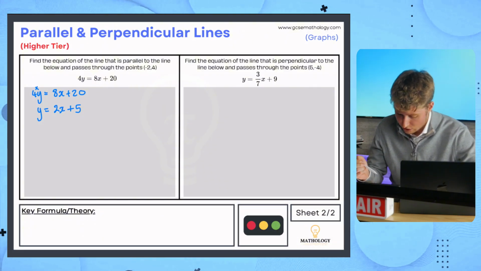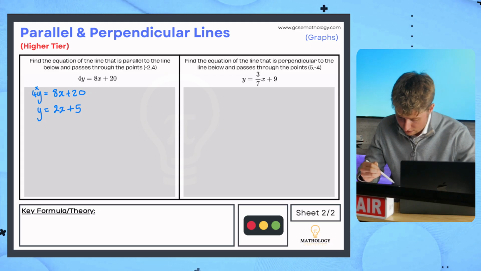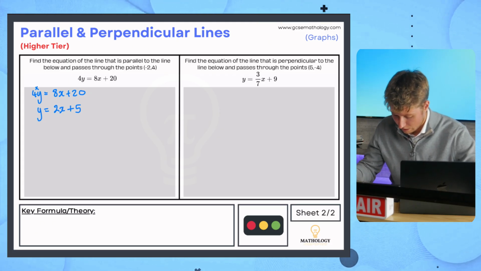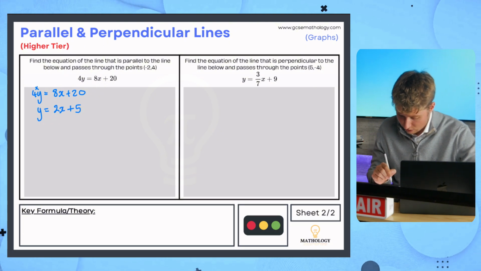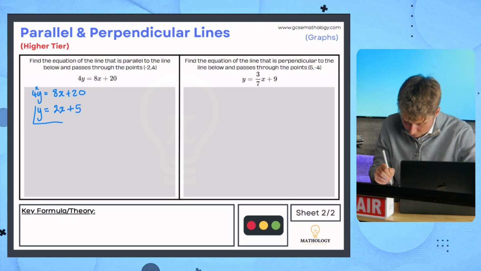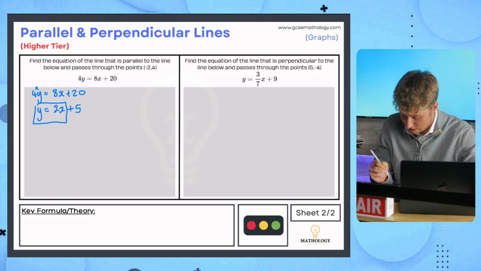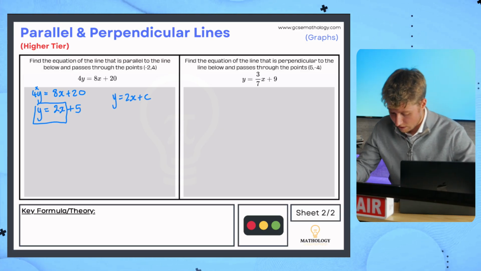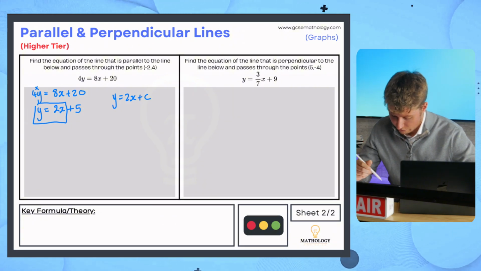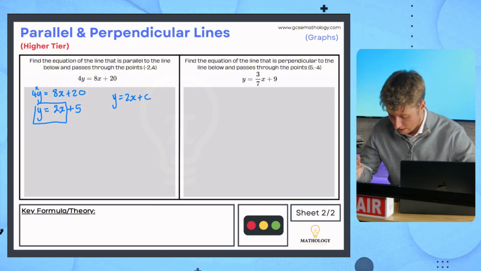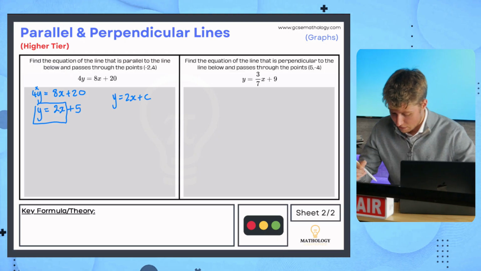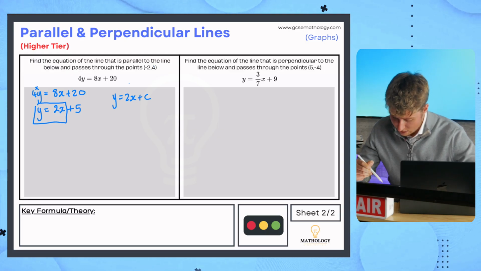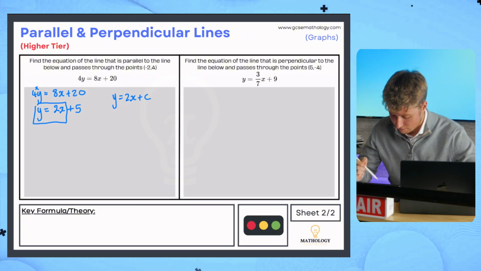We need to find the equation of the line that is parallel to this, and it also passes through the point -2, 4. So if a line is parallel to another line, then the first half is the same because the gradient has to be the same. So y equals 2x plus c will be the equation starting off for this line that is parallel. Now we're given another key piece of information, which is that it passes through the point -2, 4. So we can put this into this equation and solve for c.